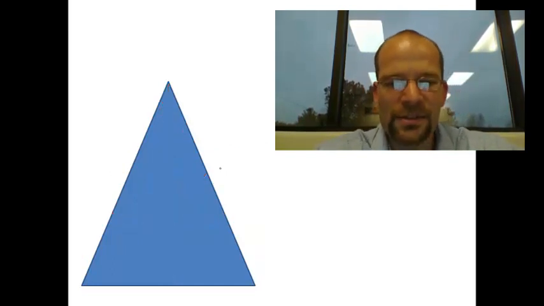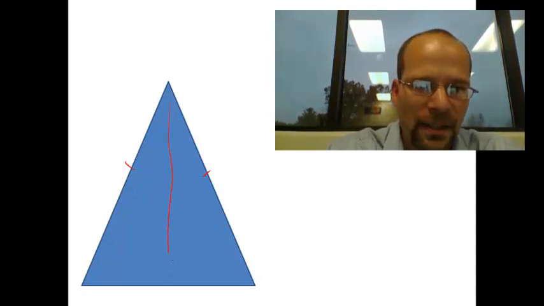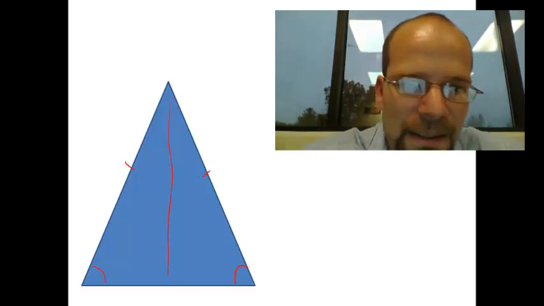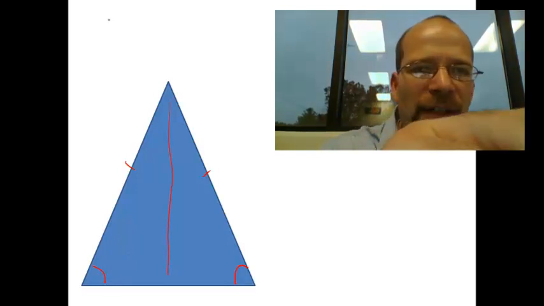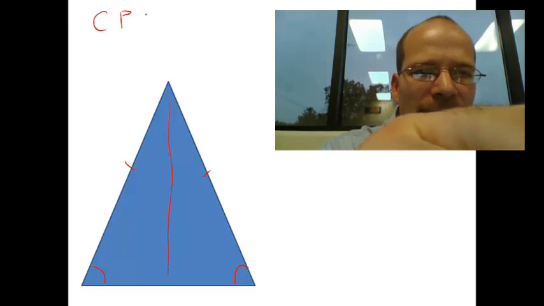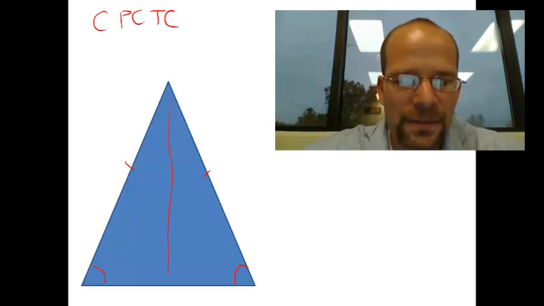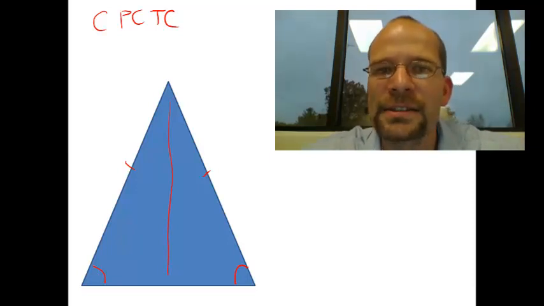Well, if those two triangles are congruent, then every corresponding part of them must be congruent, including this angle and this angle. Since those are corresponding parts, they must be congruent. There's a rule that I will refer to very frequently. It's known as CPCTC. And it stands for, and you should put this in your notes, corresponding parts of congruent triangles are congruent.